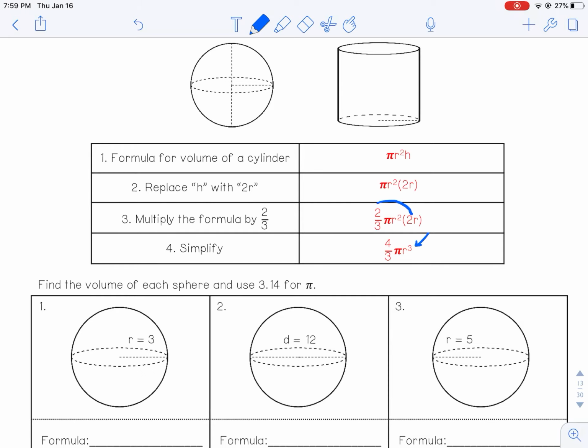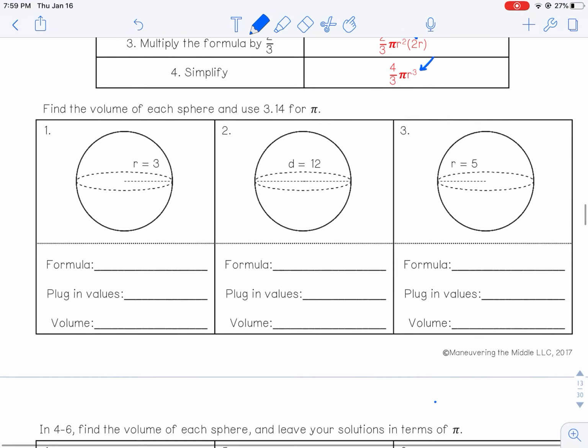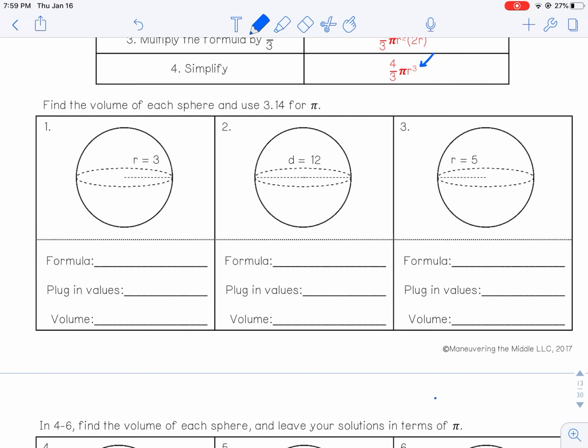So that's where your dimensions are, is with the radius. Radius times radius times radius. Okay? So let's put that in practice. I think you're going to like this lesson. It's pretty straightforward. Let's find the volume of each sphere using 3.14 for pi.